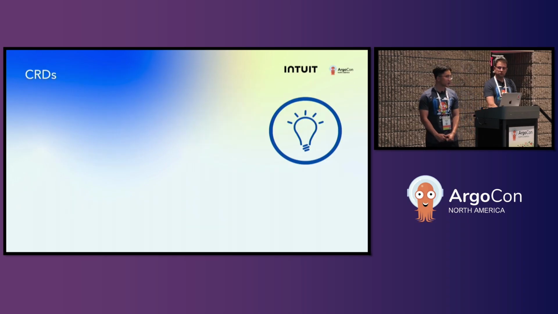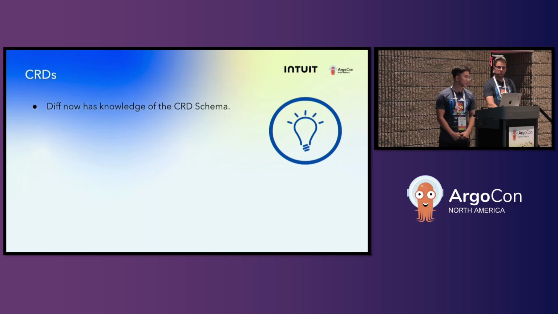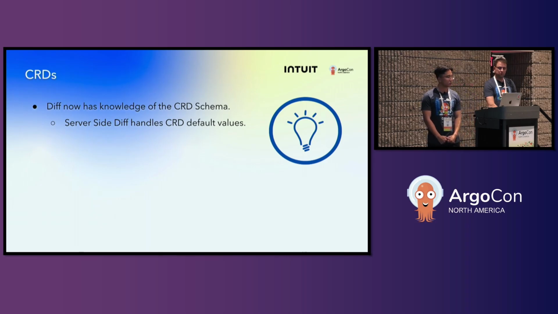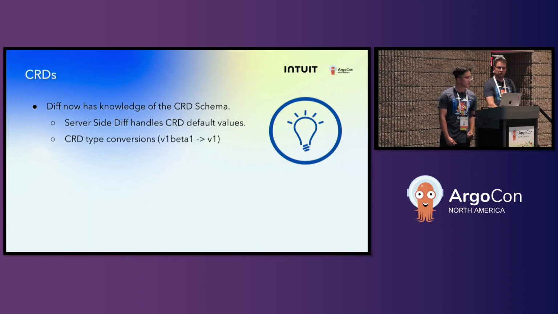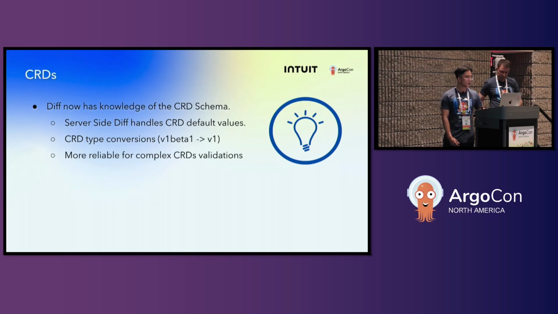So the next one I want to talk about is CRDs. So we now have better CRD support for server-side diff. And that's because the diff now has the knowledge of the CRD schema, and we get a few advantages with this. So server-side diff will handle default values now, which I'll talk a little bit more about in the next slide. And we now handle CRD type conversions in the diff. This will allow the diff to handle different versions of your CRD. And in general, the CRD validations will be more reliable in our diff logic.